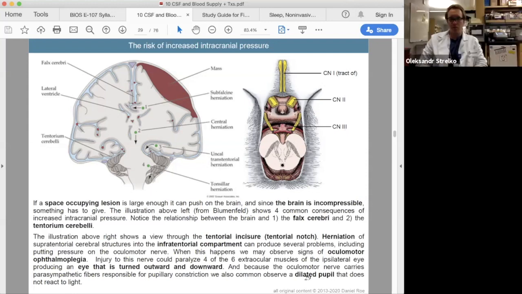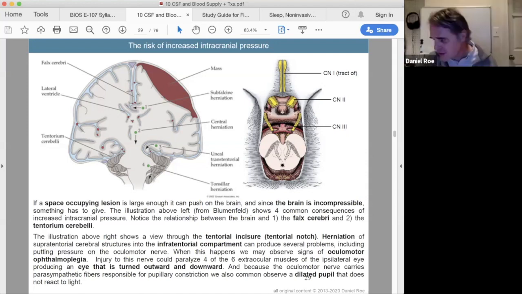Dr. Rowe, is corpus callosum function impacted by this in any way? I can only imagine that the answer is yes. I can't give you a precise example of that, but yeah, it would probably have to be.